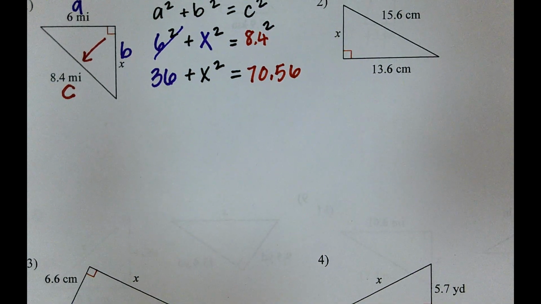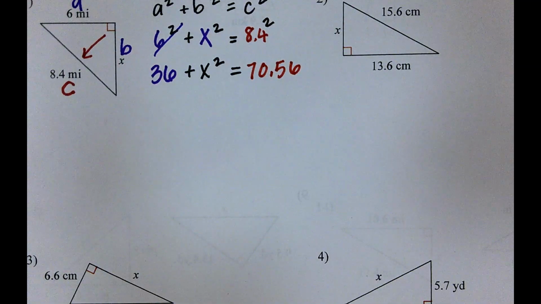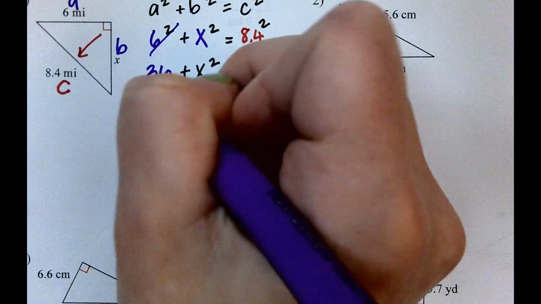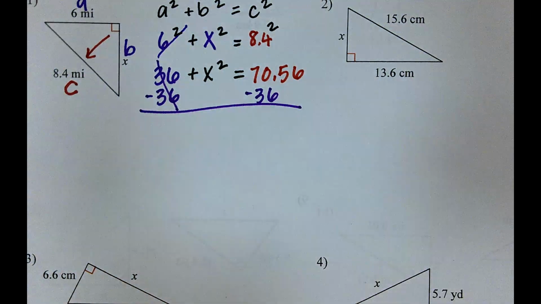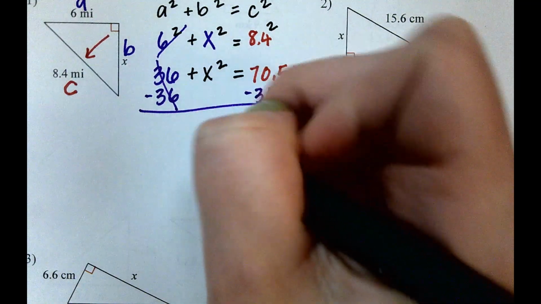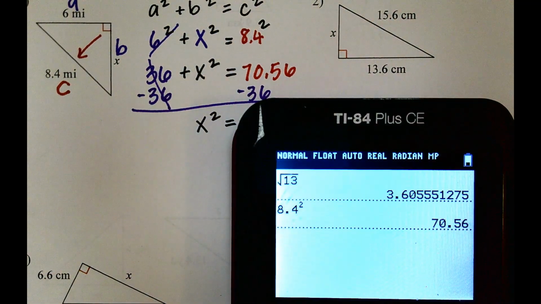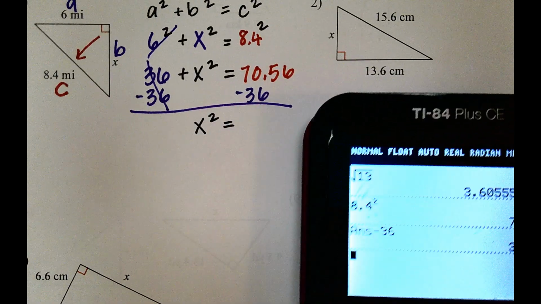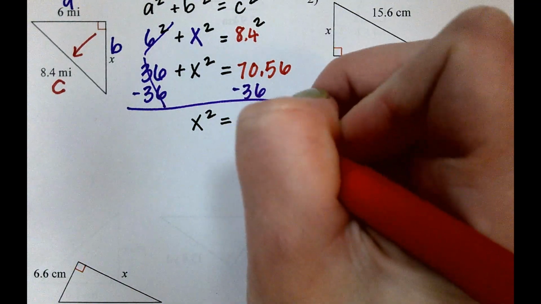Now, before we can find x by itself, we need to get it to where it's the only thing on this side of the equal sign. So how can I do that? Subtract 36. Good. Subtract 36 from both sides. Bring down x squared, bring down equals. 70.56 minus 36 gives 34.56. Perfect.